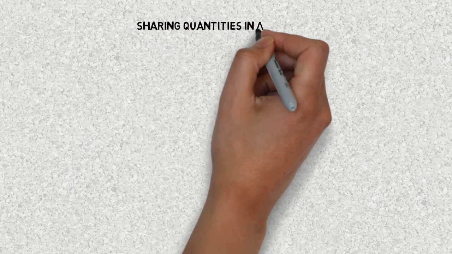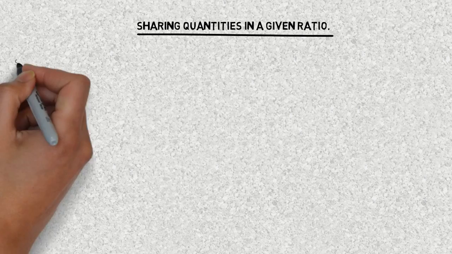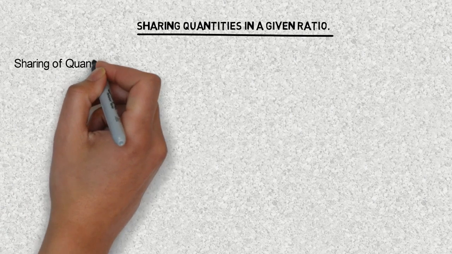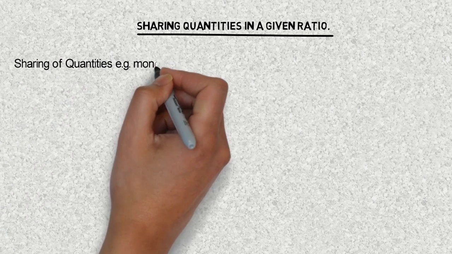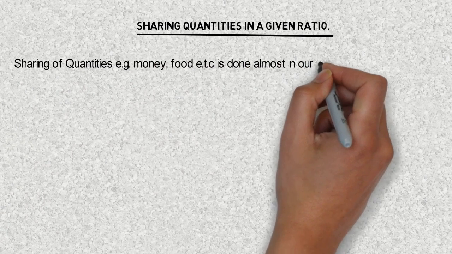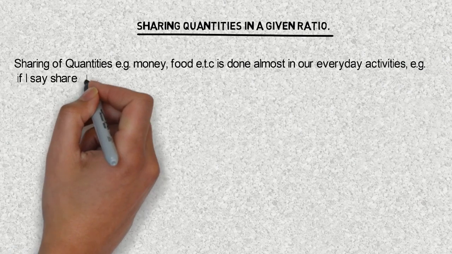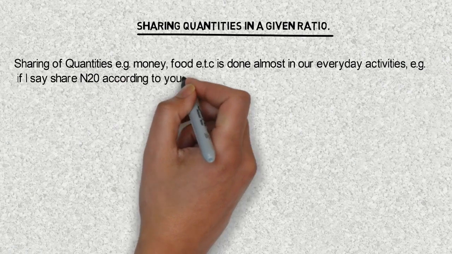Now, let's look at sharing quantities in a given ratio. Sharing of quantities, e.g. money, food, etc., is done almost in our everyday activities. Example, if I say share 20 naira according to your ages.